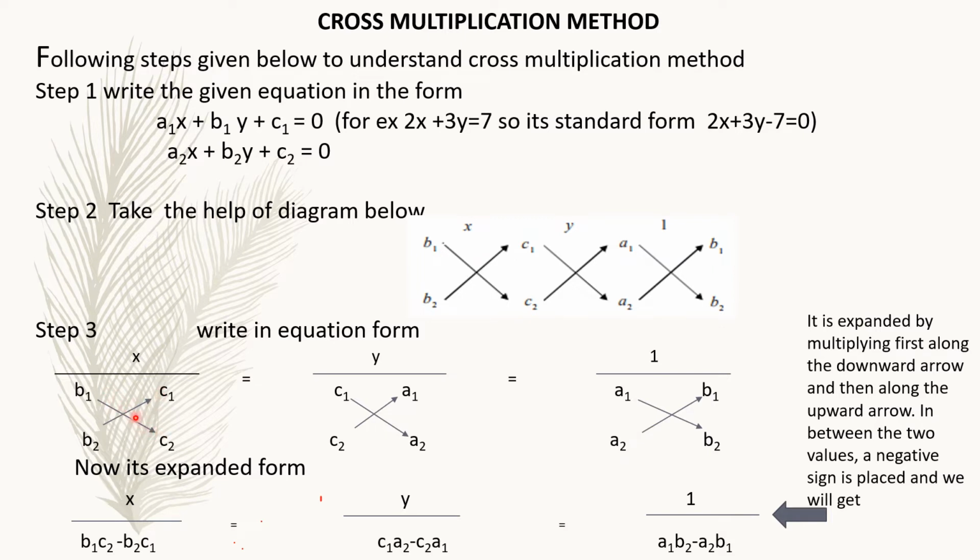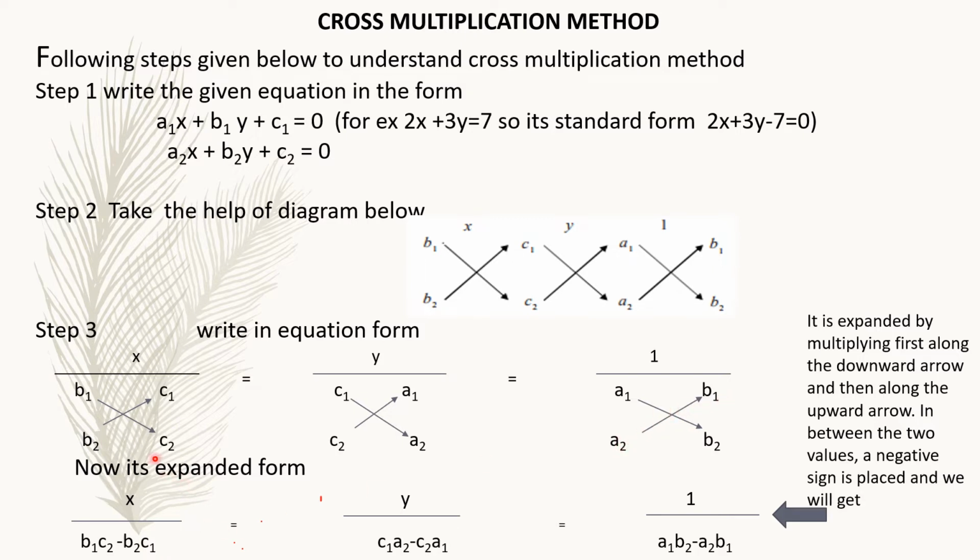There is a downward arrow and an upward arrow, again a downward arrow and an upward arrow. What is the meaning of it? It means that we are doing cross multiplication. Here b1 is multiplied with c2, b2 is multiplied with c1, c1 is multiplied with a2, c2 is multiplied with a1, a1 is multiplied with b2, and a2 is multiplied with b1.